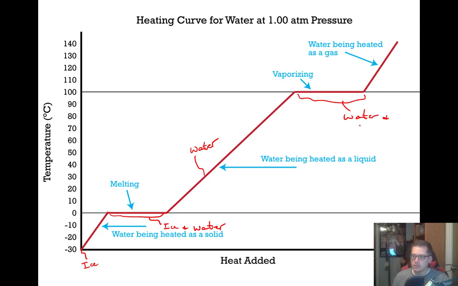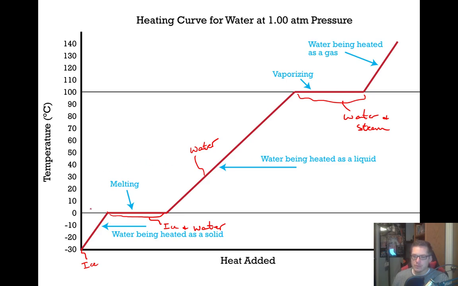We have a mixture of both of them, water and steam here. And then this adds heat, and so the water is starting to vaporize, essentially boil, right? And then now that we're at this point, we only have steam left, and then we can increase heat from there. So that's a heating curve.